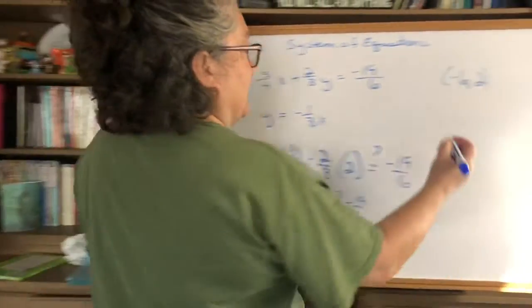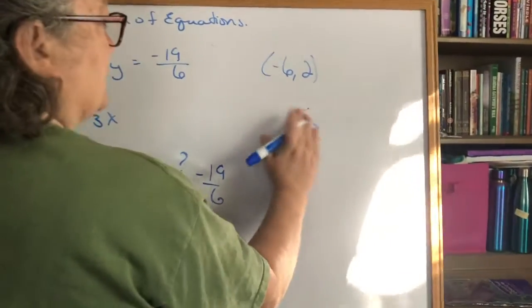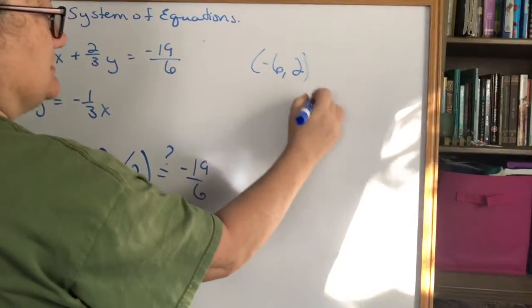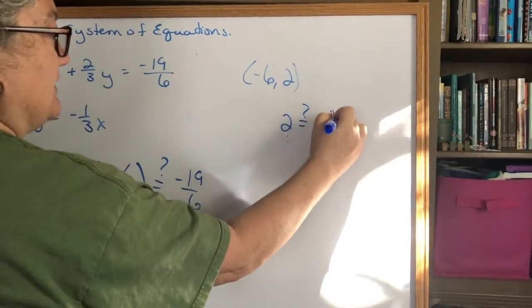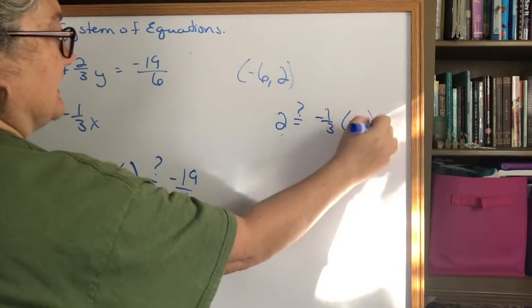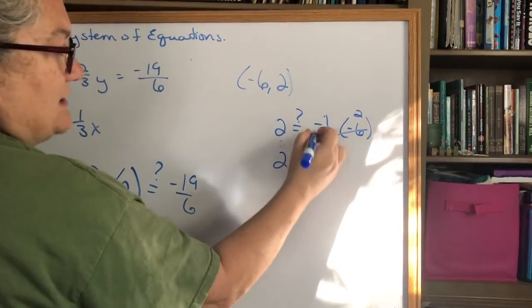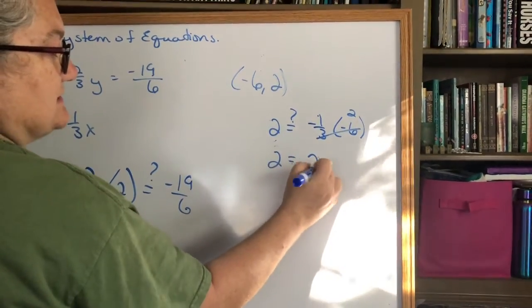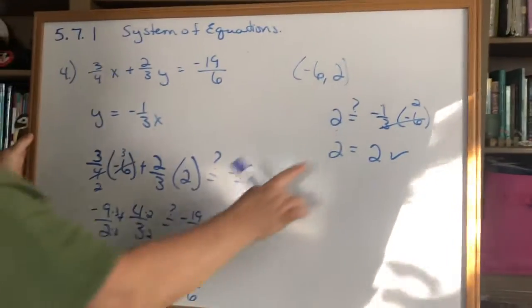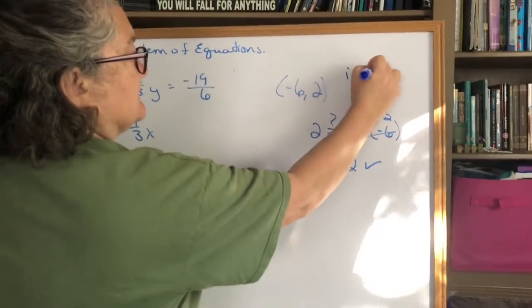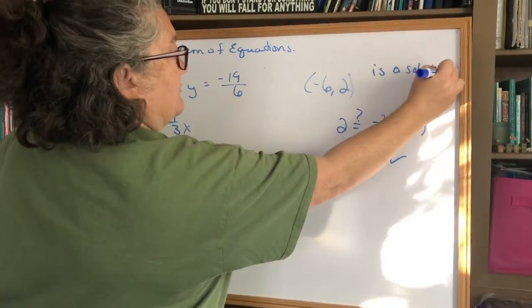So I got to come over here and I got to go y. Well, what's y? y is 2. Does it equal negative 1/3 times negative 6? 3 goes into 6 2 times. 2 equals, negative times a negative is a positive 2. Yes. Since it worked for both, this is a solution.